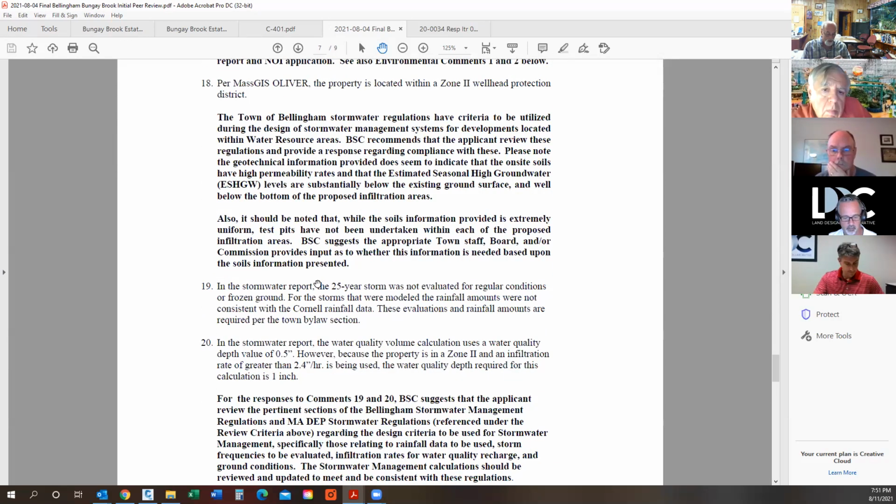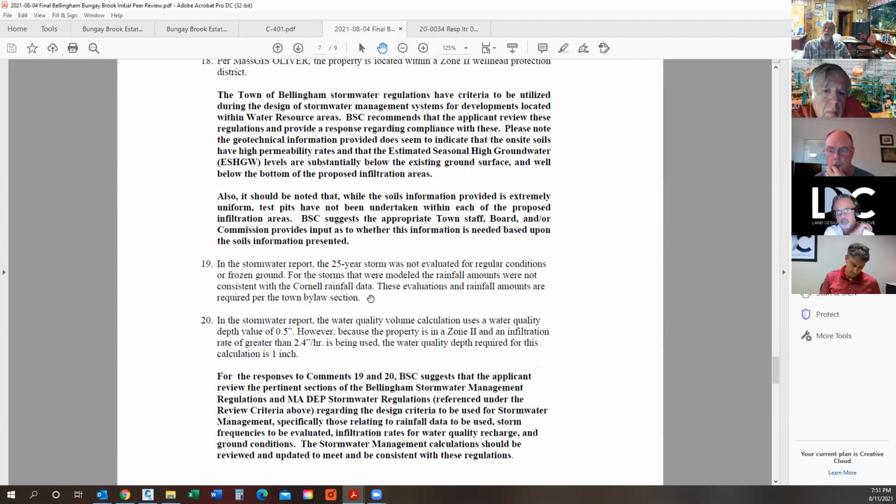We talked about the soil testing. If the soils are consistent, each one of the structures should have at least one. And we did talk earlier about the frozen ground conditions and the Cornell rainfall data. We have the ability to waive that, and if you're going to use the NOAA, which I guess the new DEP stormwater regs are going to be, I guess it's the NOAA 14. So we'll need clarification on that.